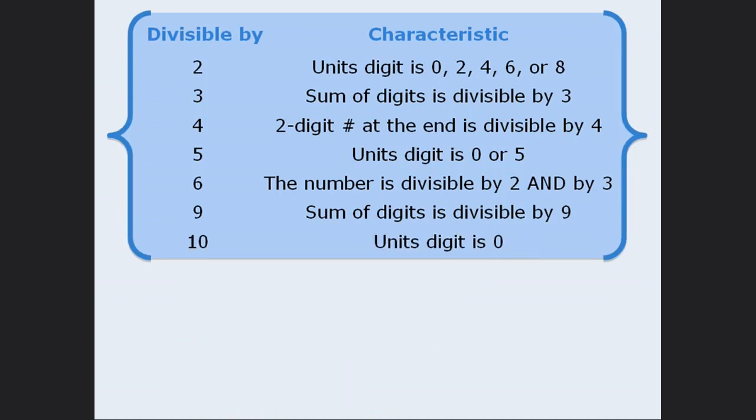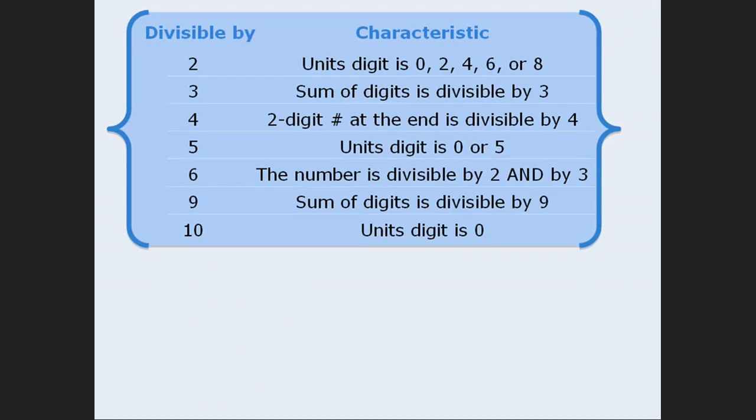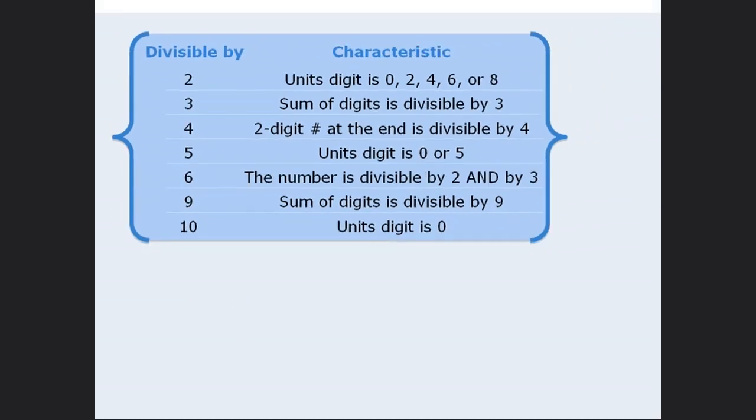Finally, we have the divisibility rule for 10. This one is the easiest. A number is divisible by 10 if the units digit of that number is 0. So 10 is a divisor of these numbers since the units digit of each number is 0. So these are the divisibility rules that you need to know for the GRE. Be sure to memorize them since they often come in handy.